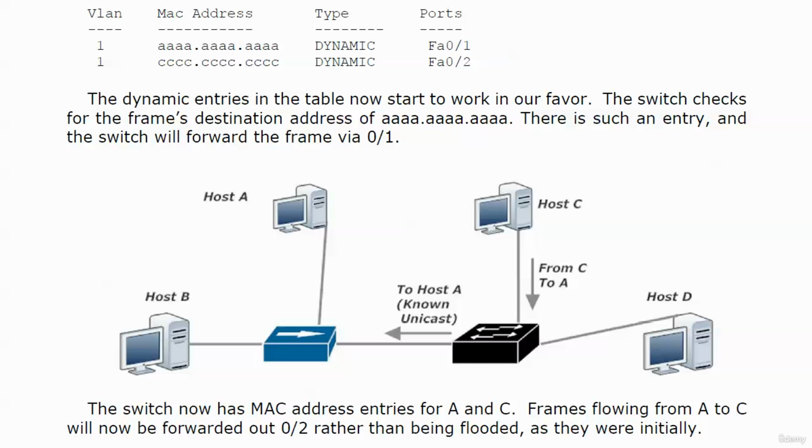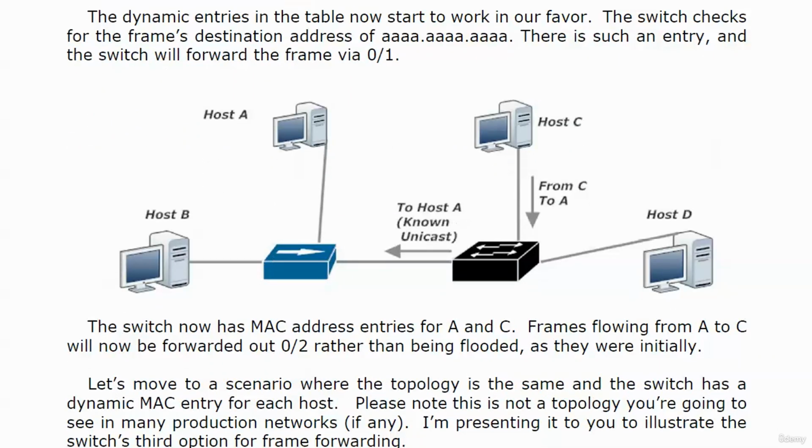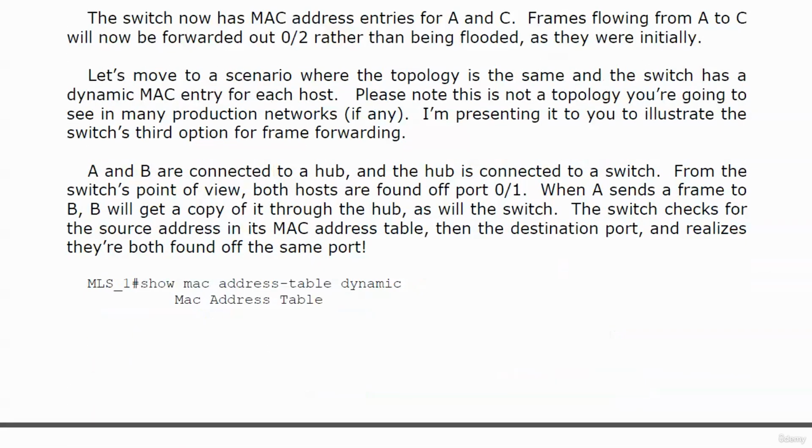Now I want to move ahead to a scenario where the topology is going to be the same, and the switch has a dynamic MAC entry at this point for every host. And here's the giant disclaimer. I don't have many disclaimers in the course. This may be the only one. Please note this is not a topology you're going to see in production networks, if ever. I'm presenting it to you strictly to illustrate the switch's third option for frame forwarding.